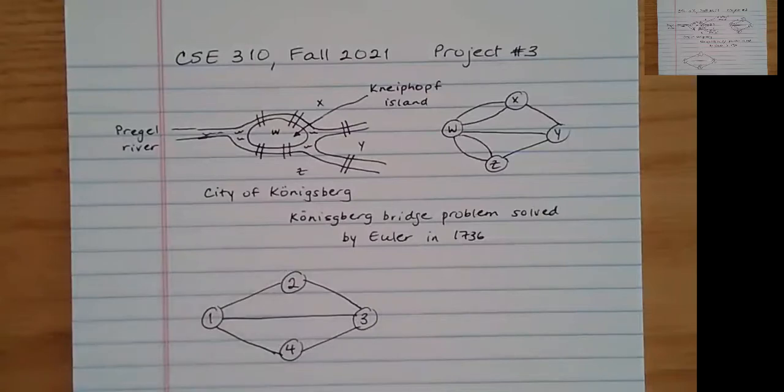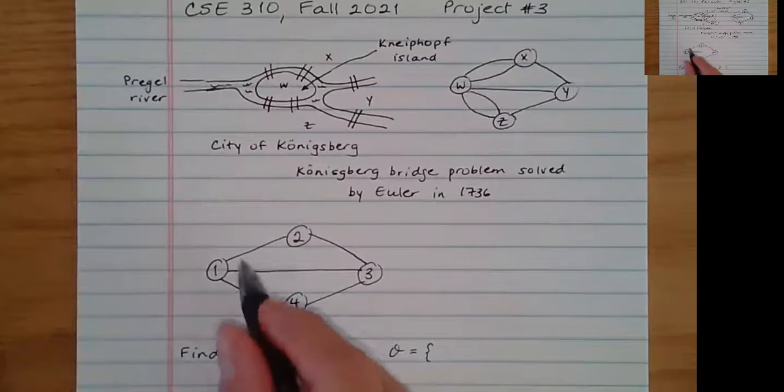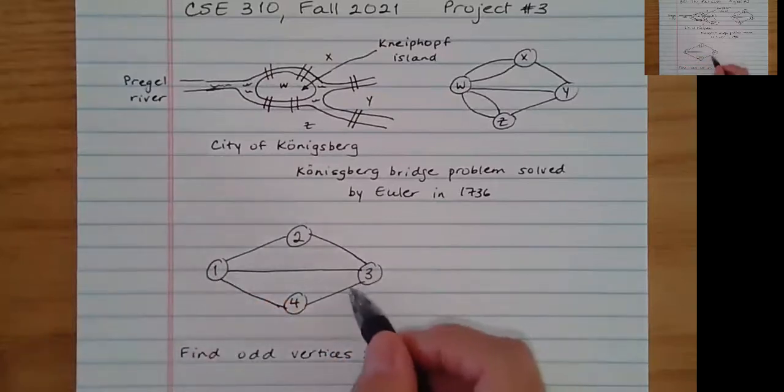Now, the algorithm in the project description has several steps. And the first step is to find the odd degree vertices. So essentially, if the graph that we're given has odd degree vertices, and in this case, our graph does, we're going to transform the graph into a graph where all of the vertices have even degree.